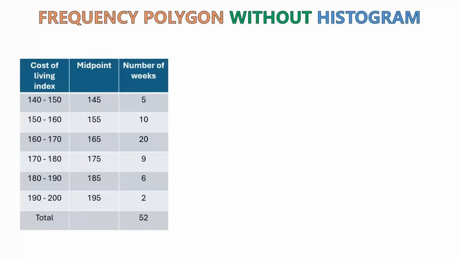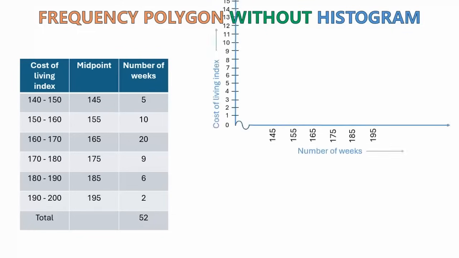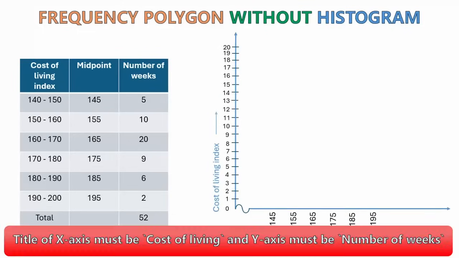Let's take another example where we can draw just the frequency polygon without the histogram. Let us say we have, for various cities, cost of living ranges on the x-axis and number of days spent in the city on the y-axis. As shown in the table, we can have a midpoint column which has the value of the midpoint for each of the ranges. For example, the midpoint of the 140 to 150 range is 140 plus 150 by 2, which is 145. Similarly, for the 150 to 160 range, it is 155 and so on.